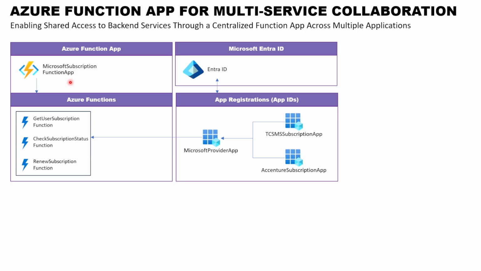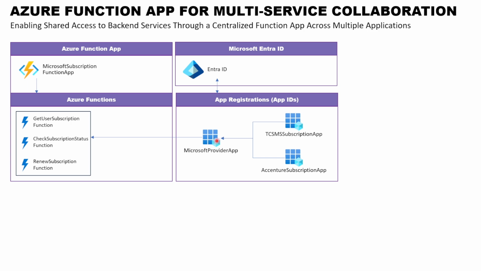Before we dive into implementation, let's first understand our architecture. At the core of our setup is a centralized Azure Function App called Microsoft Subscription Function App. This app hosts three key functions: get user subscription function, retrieve user subscription detail; check subscription status function, validate the current subscription status; and renew subscription function, handle subscription renewal.